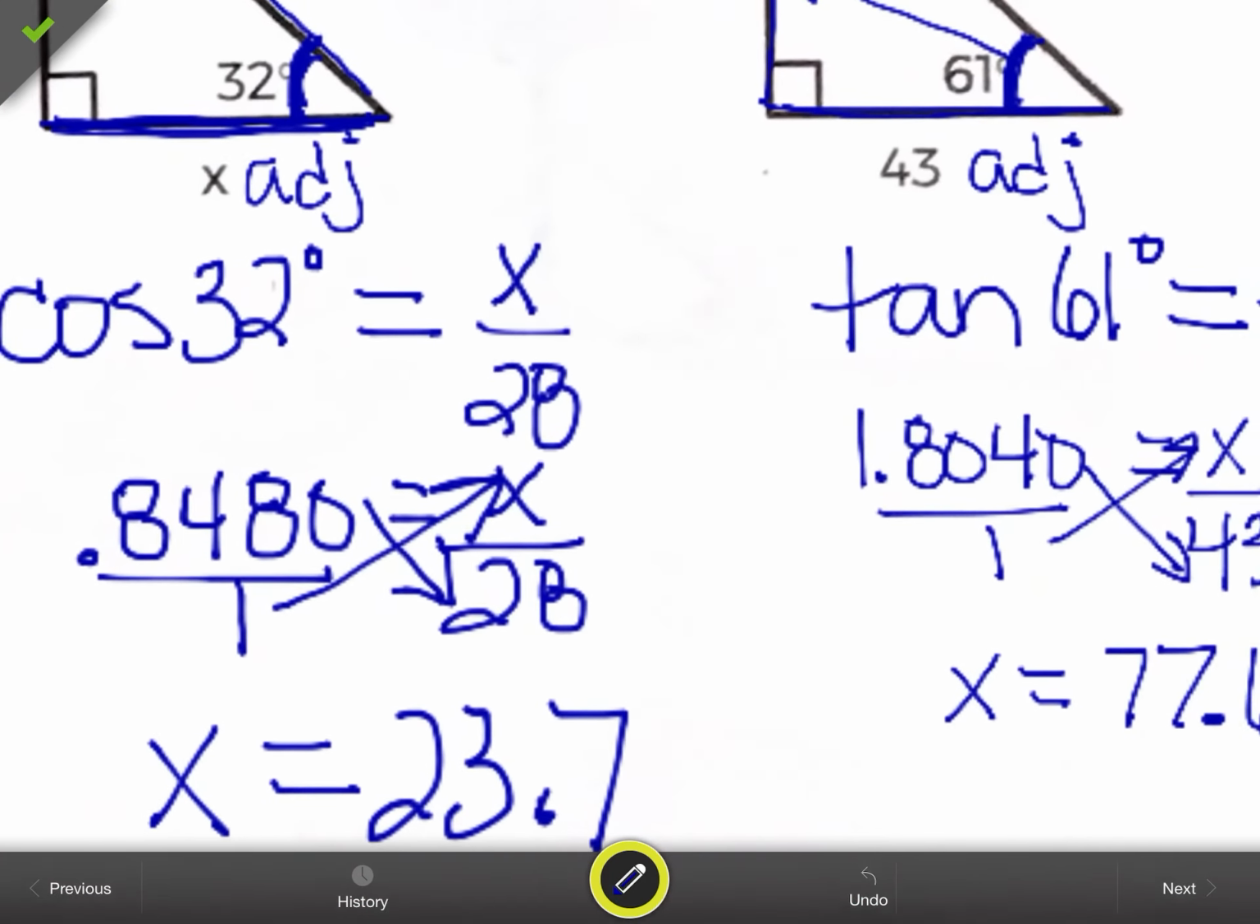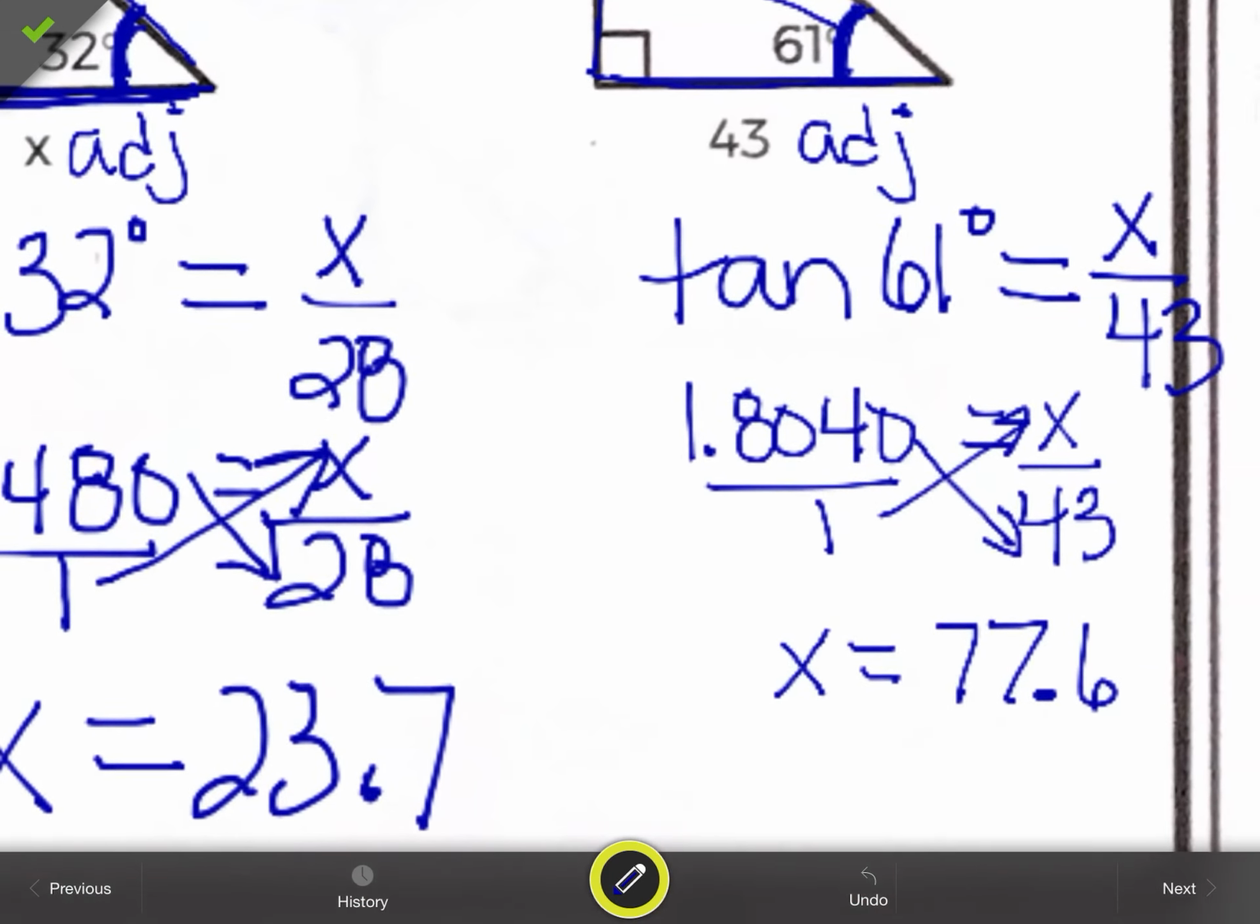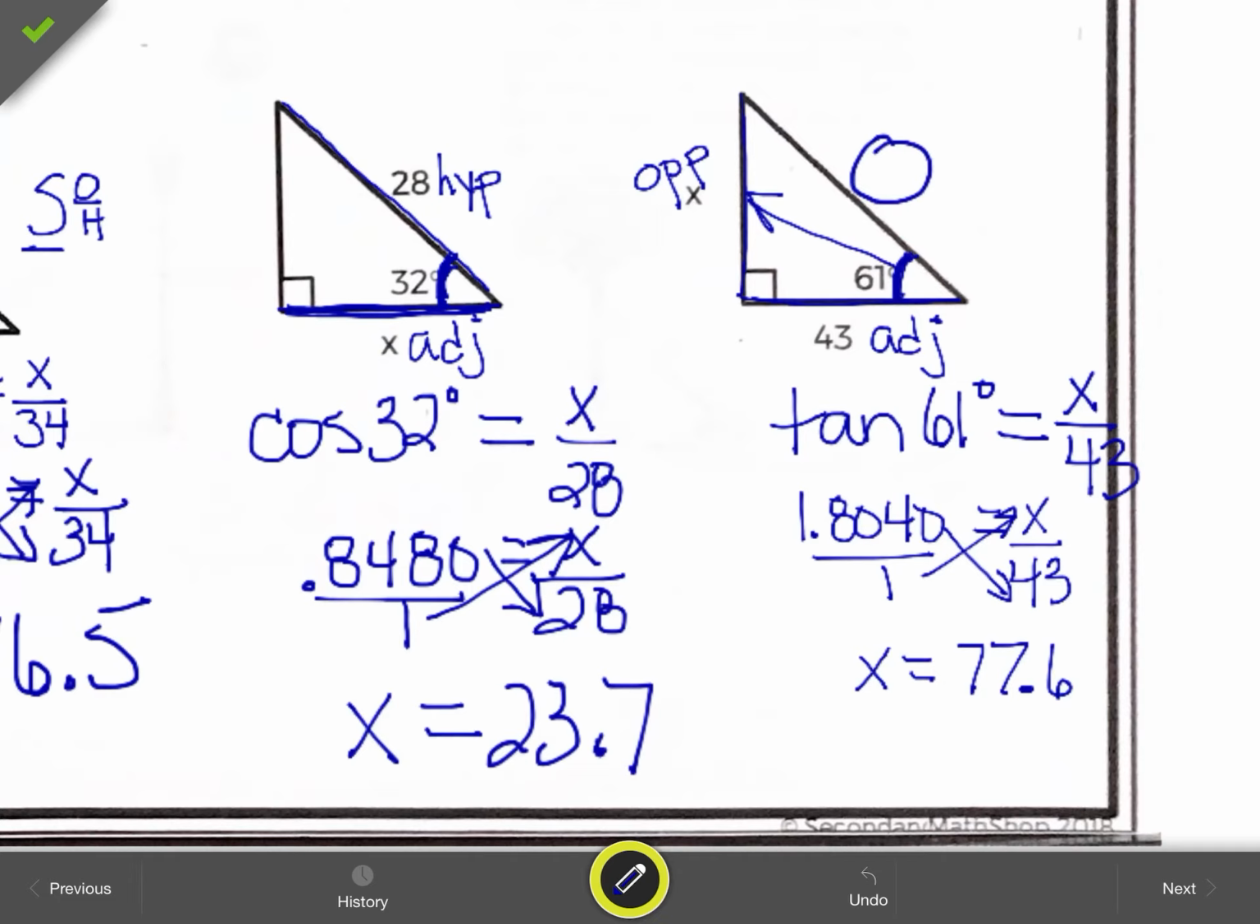Okay, so we can't really compare it against our hypotenuse to see if we're in the right area because there's no number, but 77.6 seems reasonable if this side is 43. Again, we can't compare it to the hypotenuse because we don't have it.